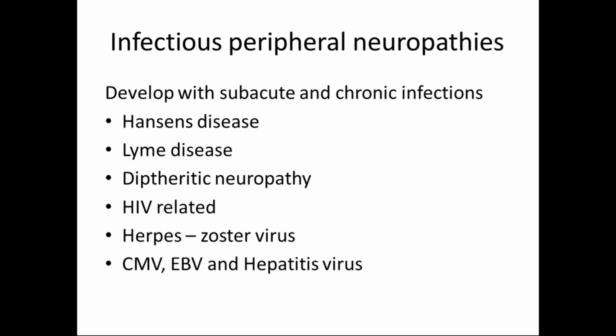Next are infectious peripheral neuropathies. They may develop due to subacute or chronic infections like Hansen's disease, Lyme disease, diphtheric neuropathy, and HIV. HIV can cause different types of polyneuropathies, and different nerves are involved depending on the stage. Others include herpes zoster virus, cytomegalovirus, Epstein-Barr virus, and hepatitis virus. These are the infectious peripheral neuropathies.